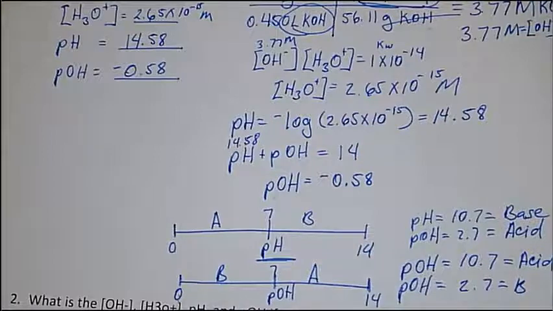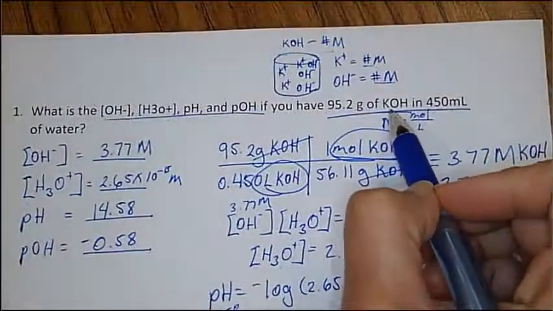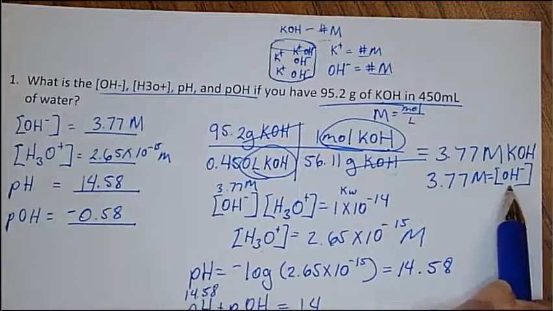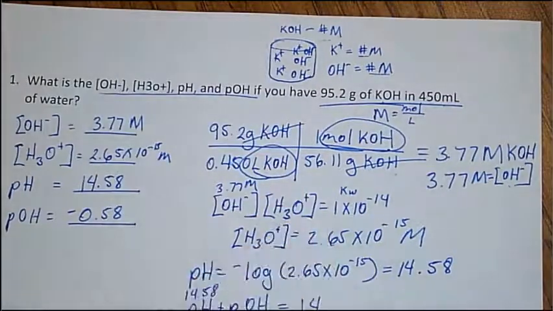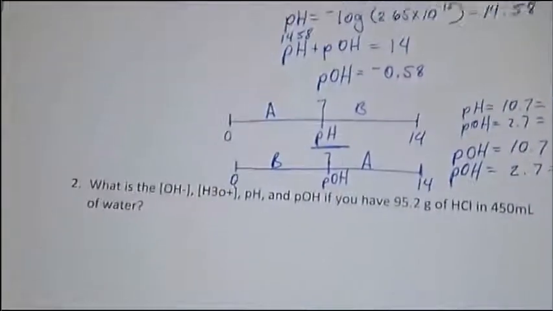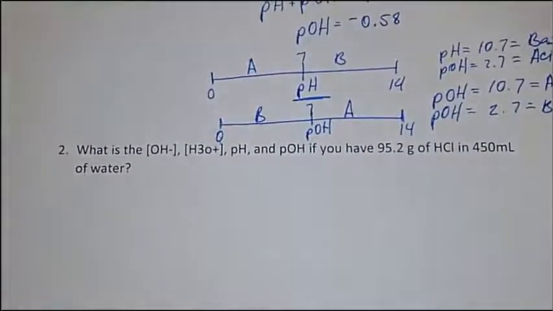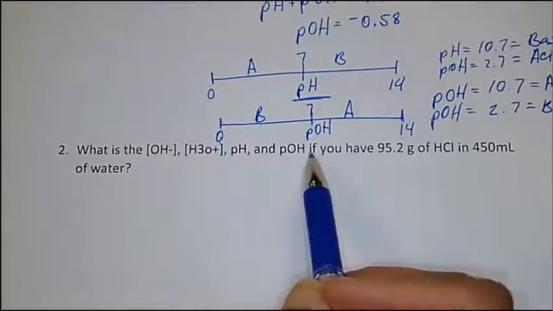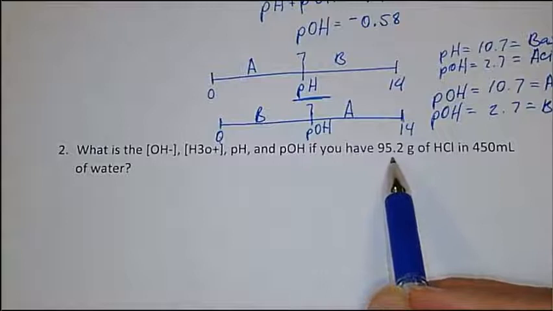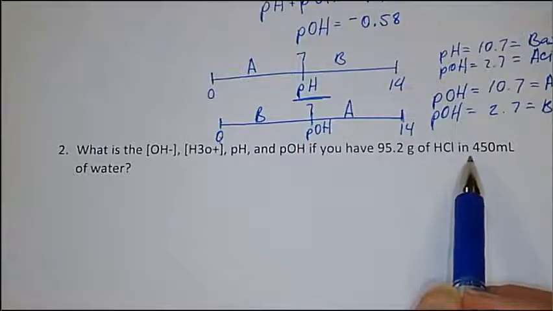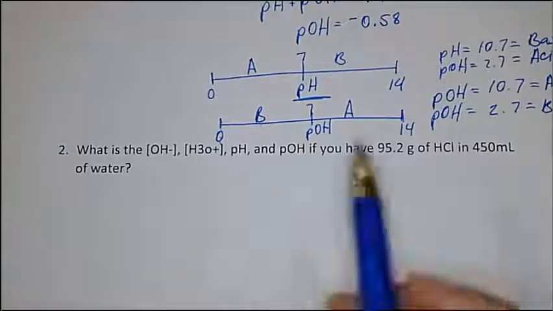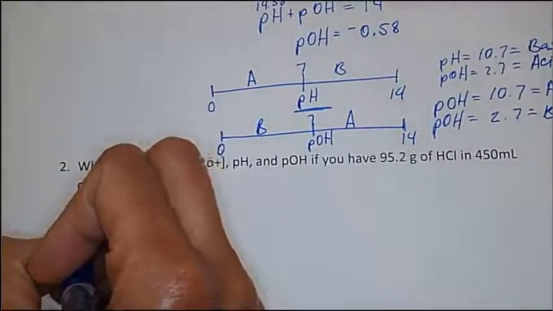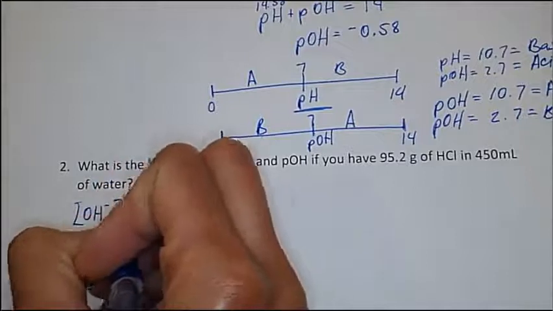Okay, so that is if you have a base in your solution, then you can find your hydroxide concentration, and then from there go on and do your other log stuff. But what if I give you an acid? It says, what is the hydroxide, hydronium, pH, and the pOH if you have 95.2 grams of hydrochloric acid in 450 milliliters of water? Well, once again, since we're trying to find those, I'm going to go ahead and write that stuff down.